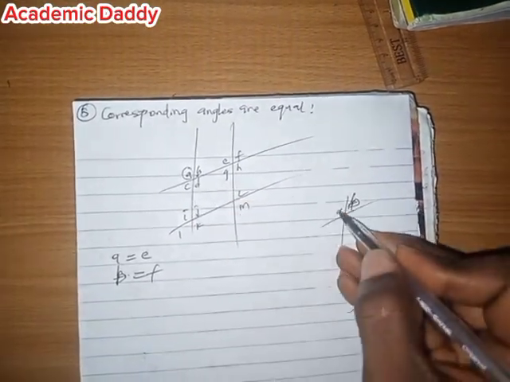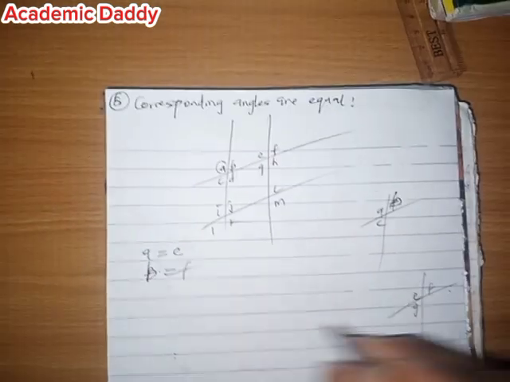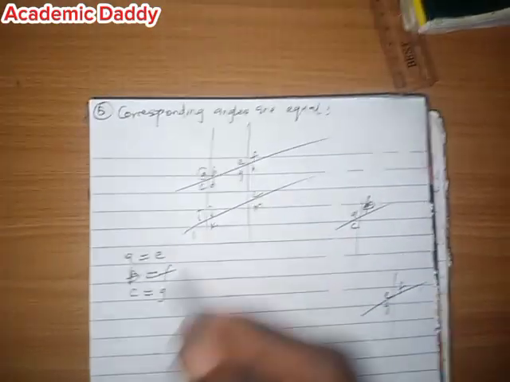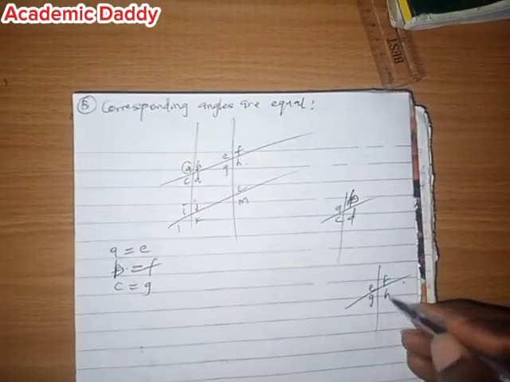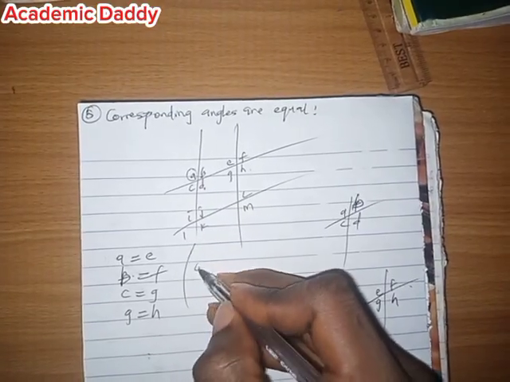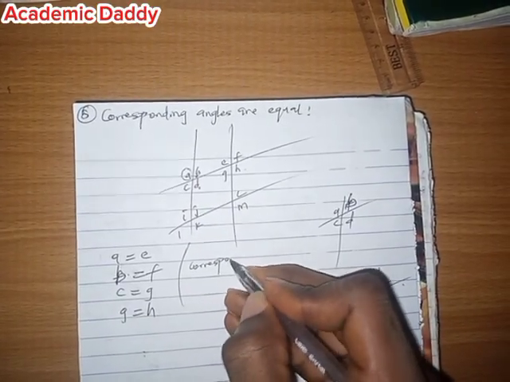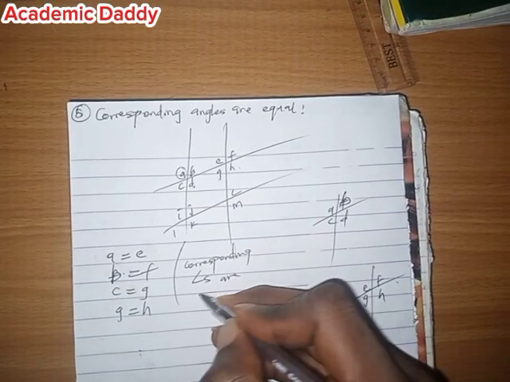Now this is where C is. This is where G is. So C is equal to G. This is where D is. This is where H is. So D is equal to H. Why? They are corresponding angles. So using the same approach, I will say corresponding angles are equal.